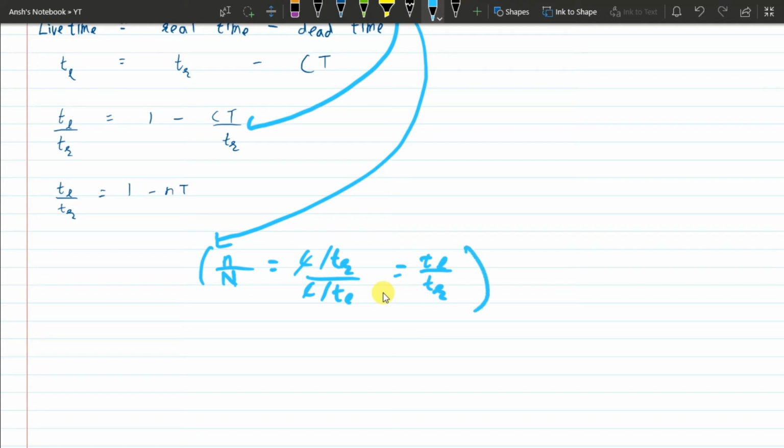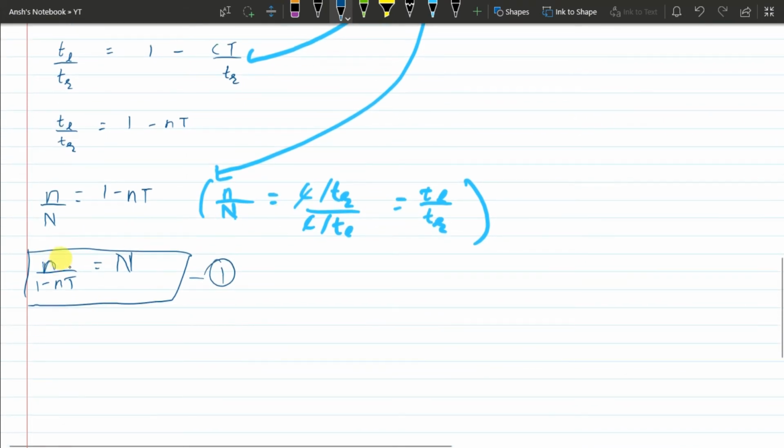So we'll use this relation right here. We observe that we have TL upon TR right here, and we know that TL upon TR is equal to small n upon capital N. So we'll substitute that, and we have small n upon capital N is equal to 1 minus nT. And then we rearrange this. We take the capital N on top in the numerator, and we are left with small n upon 1 minus small n T is equal to capital N. So we'll mark this relation as 1. We'll be using it later.